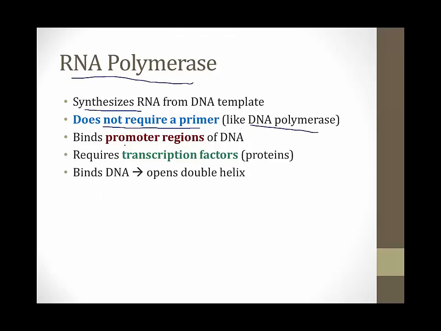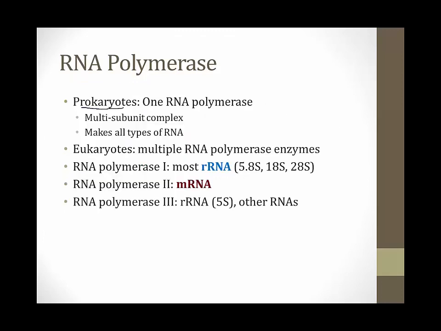RNA polymerase works by binding to regions of DNA called promoter regions. It requires proteins called transcription factors to work, and it binds to DNA and opens the double helix and begins the process of transcription so that RNA will be made from DNA. In prokaryotes like bacteria, there is one RNA polymerase enzyme. It is a multi-subunit complex, and it makes all the different types of RNA like messenger RNA, tRNA, and ribosomal RNA.